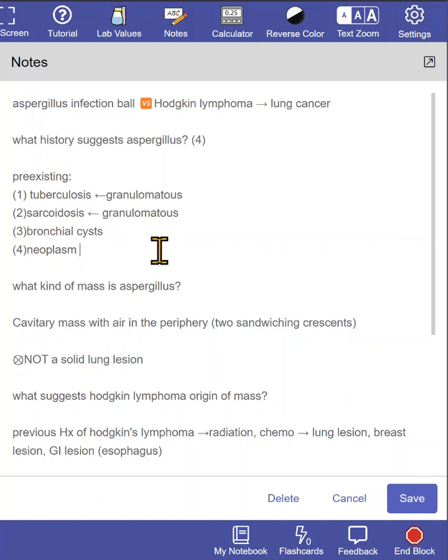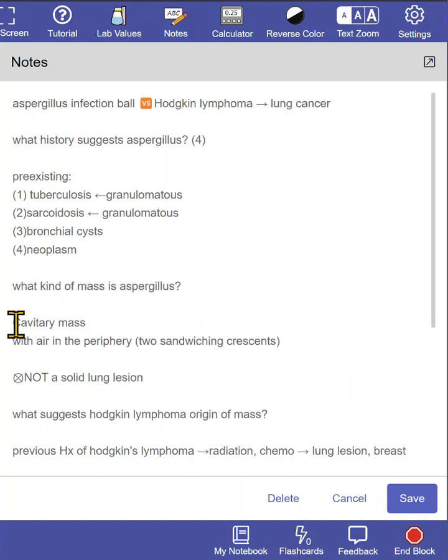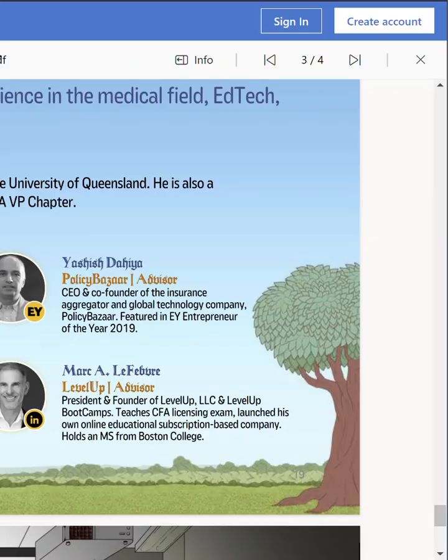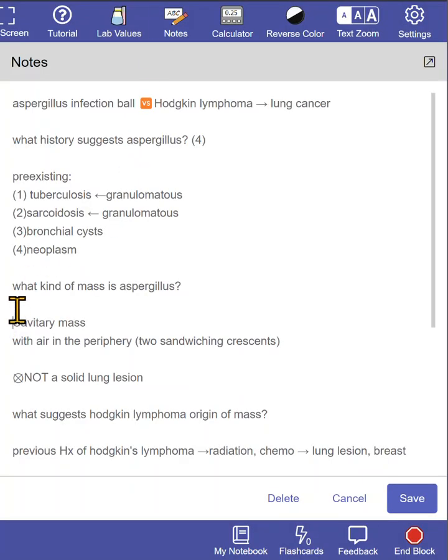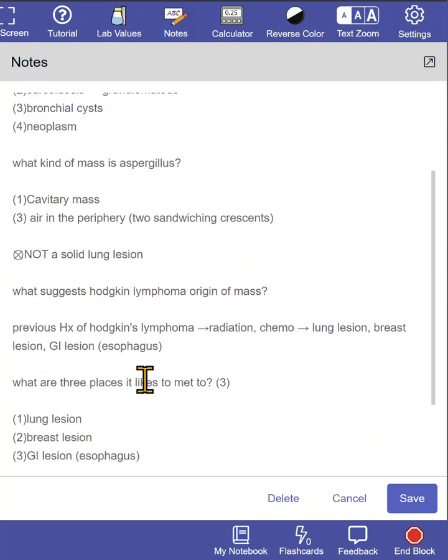Also bronchial cysts and neoplasms. You just need to remember these bronchial cysts and neoplasms, but tuberculosis and sarcoidosis, you should remember, you can get an Aspergillus superinfection. But what kind of mass is Aspergillus? It's a cavitary mass, and it has air in the periphery. So you have two sandwiching crescents, and so not a solid lung lesion.